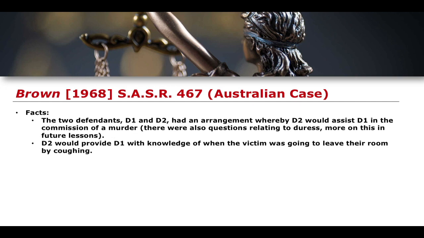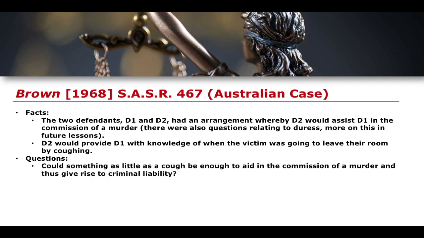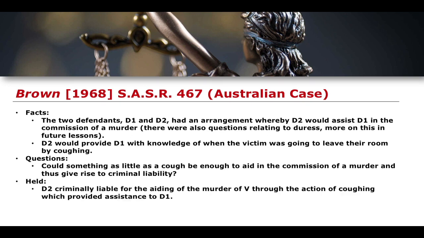D2 would provide the primary defendant with knowledge of when the victim was going to leave their room, and they would do so by simply coughing. And then this would essentially provide a signal for the primary defendant to then go and commit the murder. Now the question here is, could something as little as coughing be enough to aid in the commission of a murder and therefore give rise to criminal liability, obviously with very significant sanctions in the case of murder? Could something like coughing essentially apply in this regard?